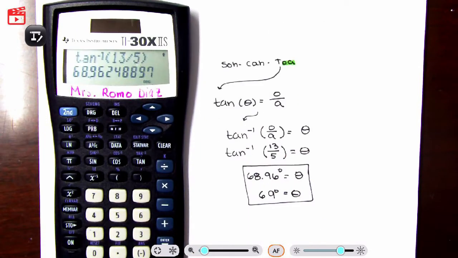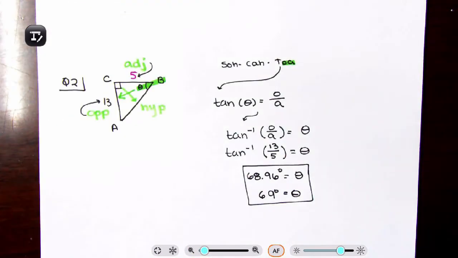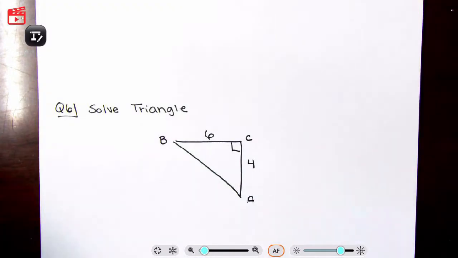I'm going to shift that up, give you a moment to write that down. As always, please pause the video if you need a chance to write anything down. All right, let's go ahead and move on.